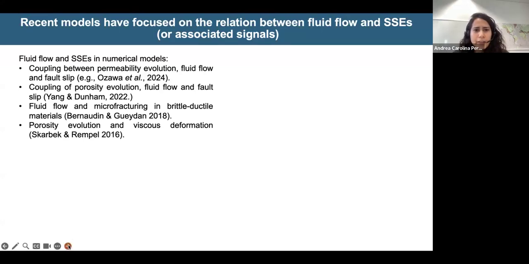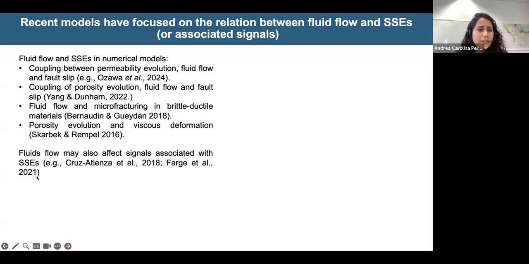But I want to focus now on other signals that have been associated with SSEs, such as fluid flow, such as rapid tremor migrations and also LFEs.